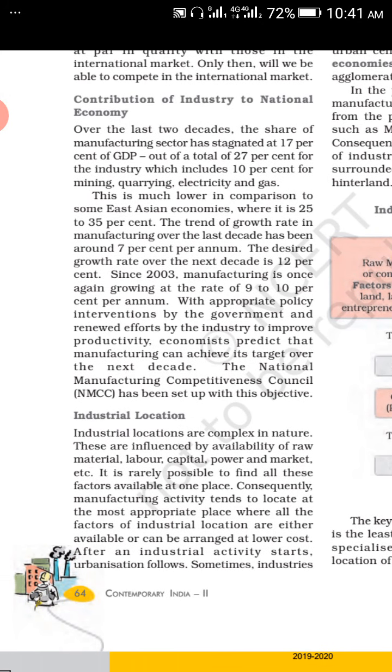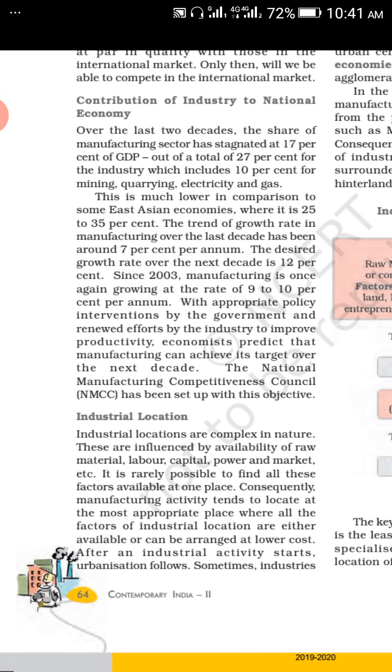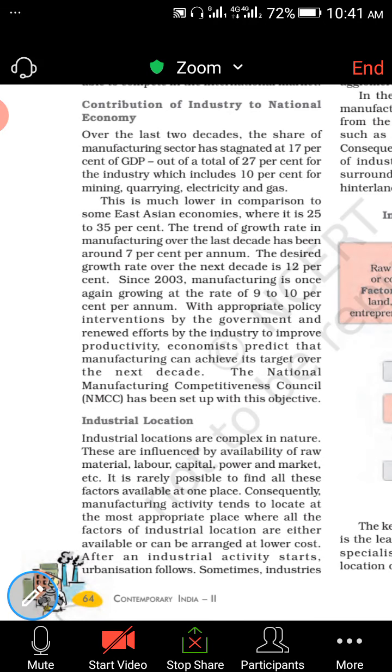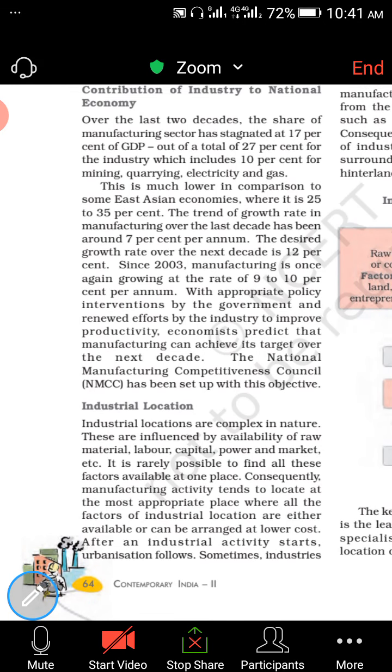So obviously we can say that it is lower in comparison to some East Asian economies. Why? Because there the manufacturing industry is more, 25 to 35%.